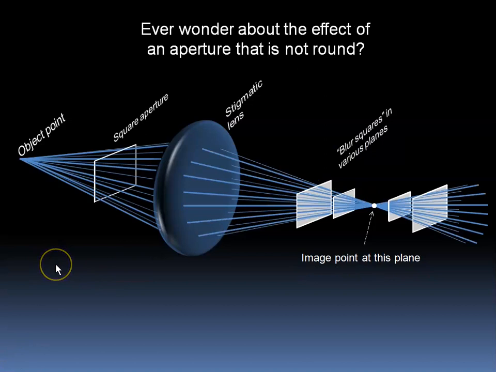Ever wonder what would happen if the aperture were not round? Here is a square aperture. If we then put the screen at this plane, we would see blur squares representing object points. The blur squares would be of different size, and they get smaller as we get closer to the image point. Note that once we reach a point, it is the same point no matter what the shape of the aperture is. One just sees the aperture shape when away from the point of maximum clarity.